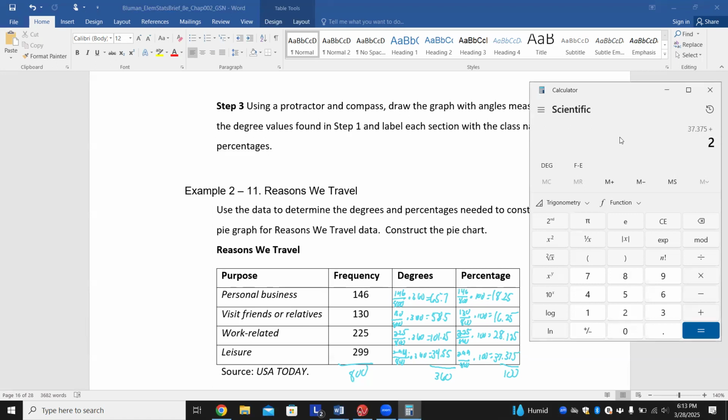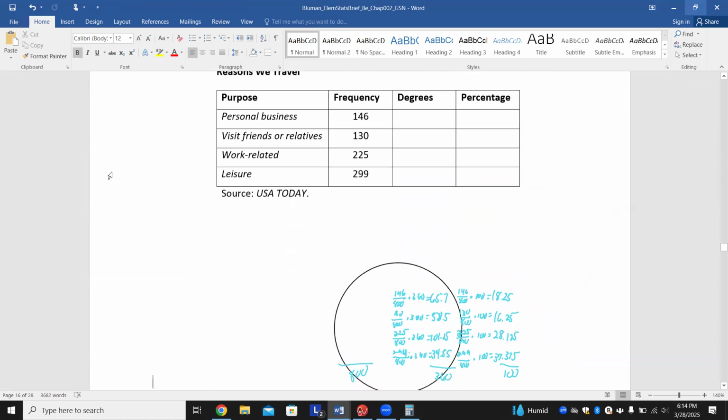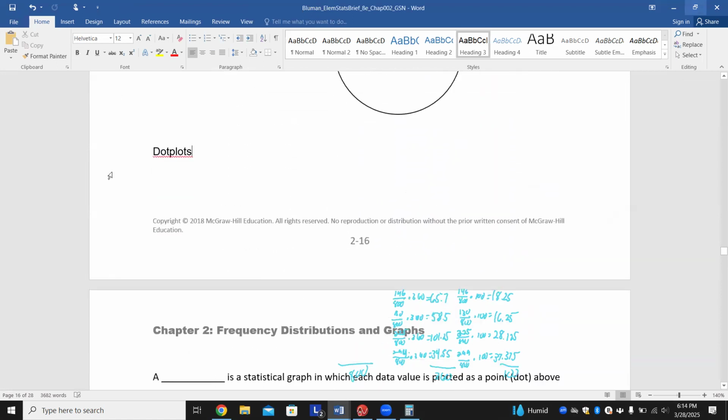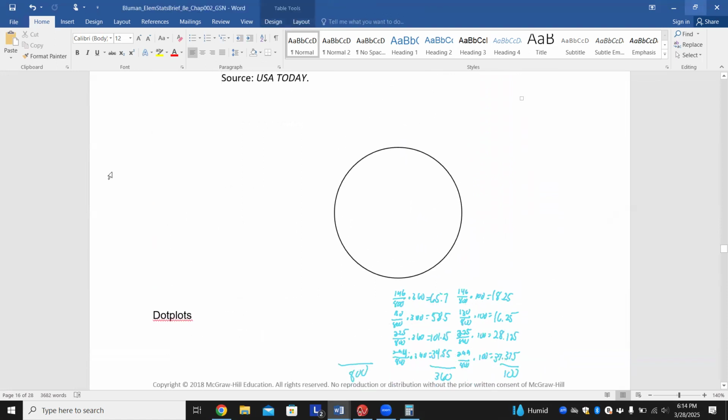So we're going to add that to 28.125 plus 16.25 plus 18.25. And we get 100%. Right? Now, with that data, you then are able to produce a pie chart. All right, so I'm going to see if I can keep that data right there relatively. So here we go. I put it right below it. That's what I need. There you go. Okay, so there's my pie chart.